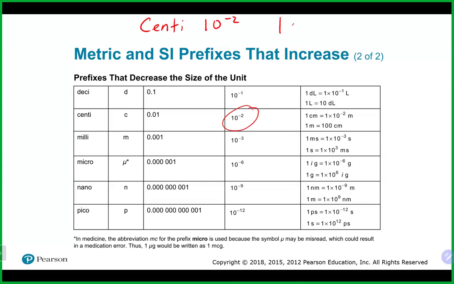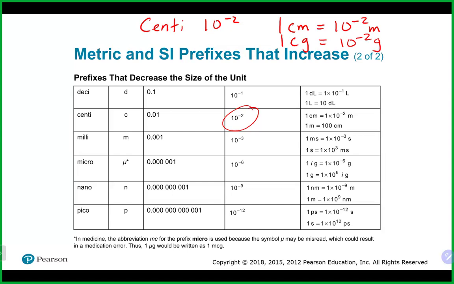So let's say we were doing centimeters. There would be 10 to the minus 2 meters, and that is the proper way to set that up. If I had 1 centigram, that would be 10 to the minus 2 grams. So the 10 to the whatever always goes with the base unit, and it's always 1 for the prefix unit.